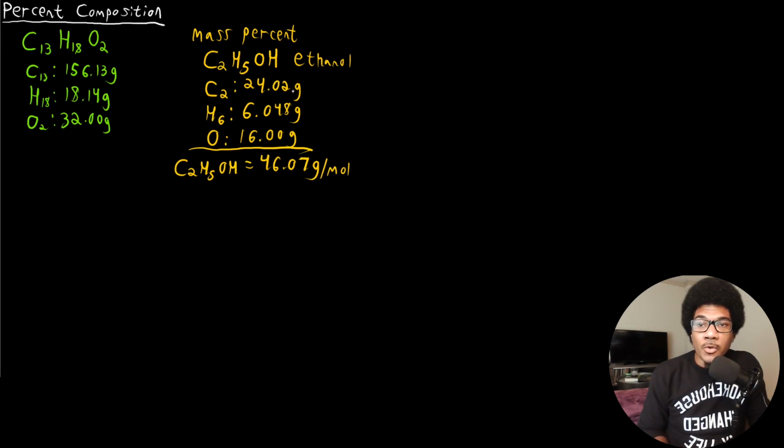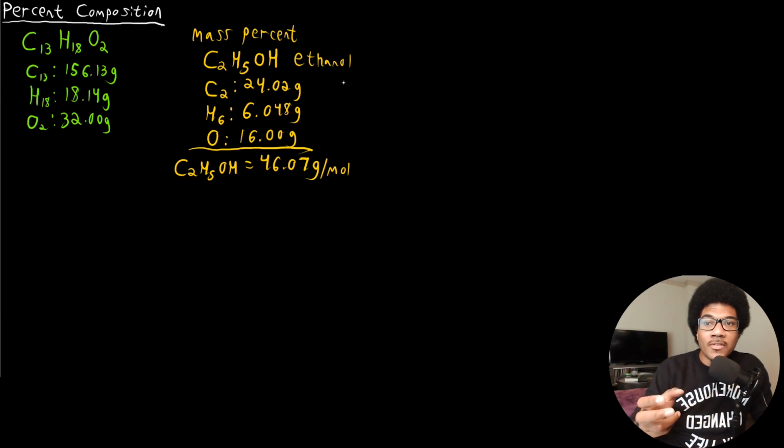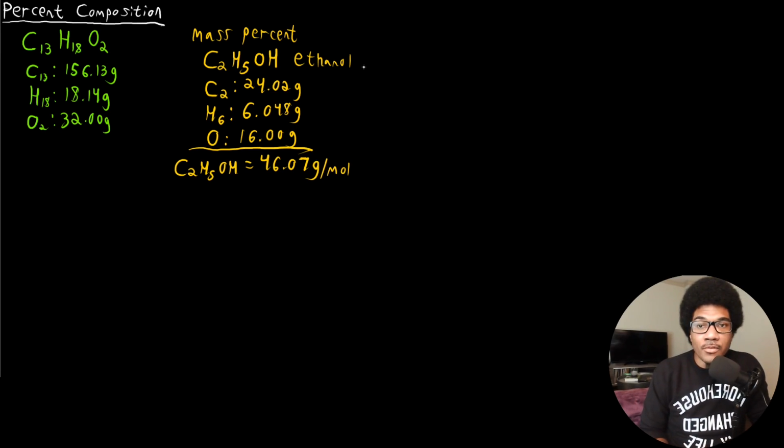So what we want to do is take each one of these contributions, and we want to give a percentage of their contribution to the overall mass. So what we're going to do is take a ratio between the contribution of the mass from that atom and the total molar mass to give us a percentage that quantifies the contribution of that atom to the overall molar mass. So let's do that.